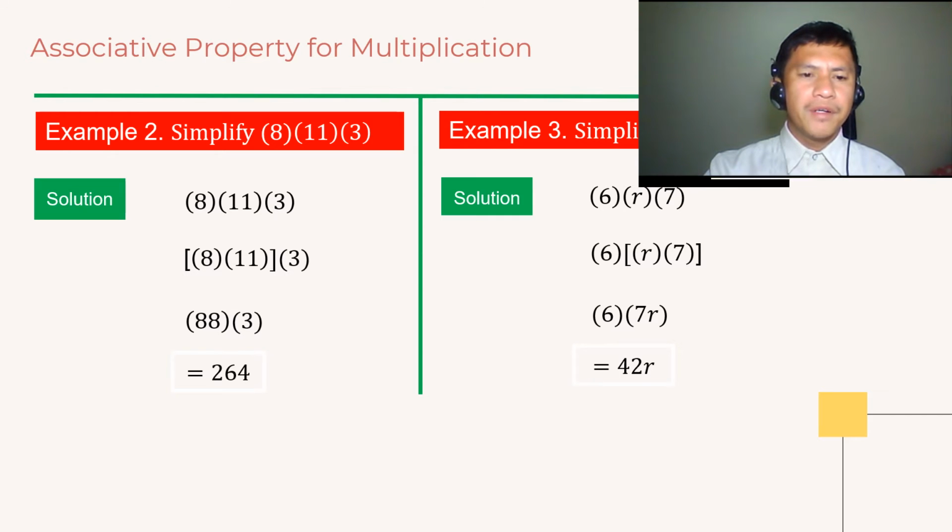So we group the first two factors 8 and 11. We multiply it together, so that is 88 multiplied by 3. So we come up with our answer 264.